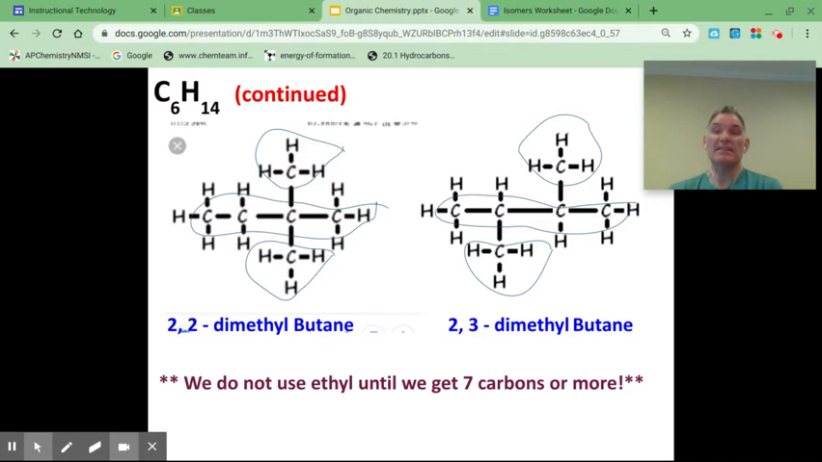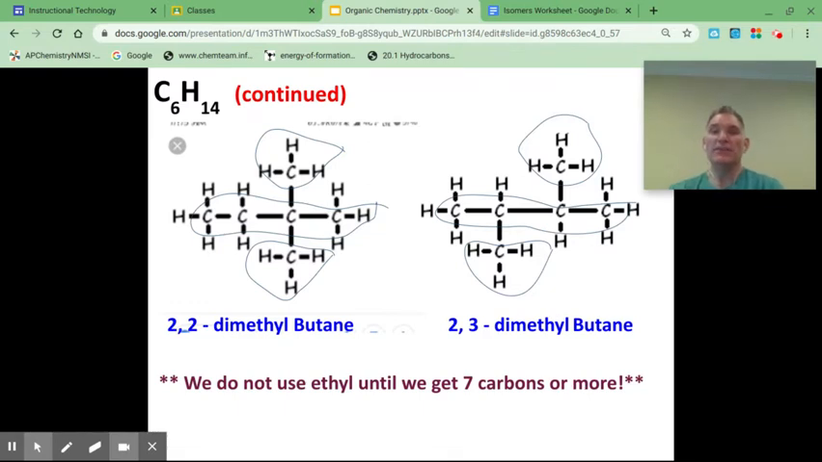Now, I know what you might be thinking. We've been doing all anes, and that is true. At our level, we only have to understand how the anes work. But you can do the same exact thing with the same exact process for enes and ynes. Just as easy, just these would be different bonds, but we're doing all single. Now, notice my little disclaimer here. We don't use ethyl until we get to 7 carbons or more.